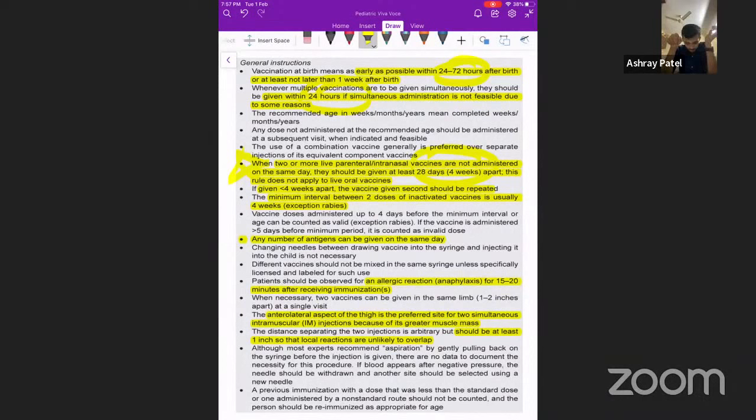Then on the same day, any number of antigens can be given. And for any patient, if we give a vaccine, a minimum of 15 to 20 minutes of waiting period or observation is needed because they might develop anaphylactic reactions. And if two vaccines have to be given on the same site, a minimum of 1 to 2 inches of gap is needed, because if a local reaction takes place, we don't know to which vaccine it is due. So a minimum of 1 to 2 inches of gap is needed.